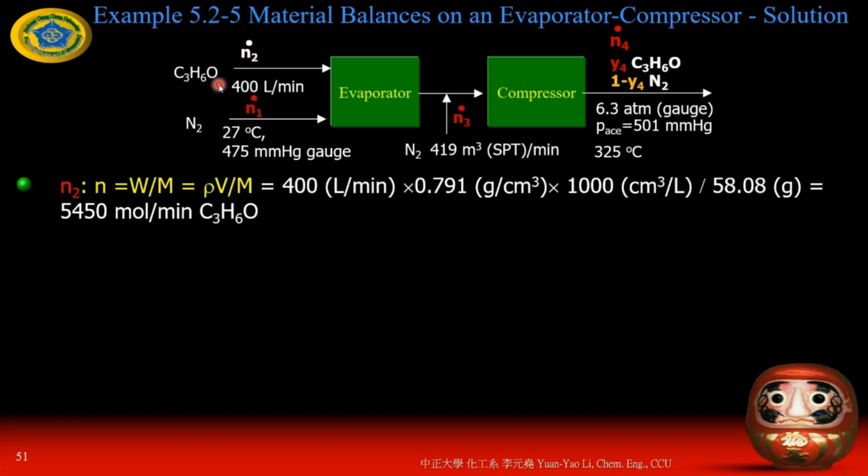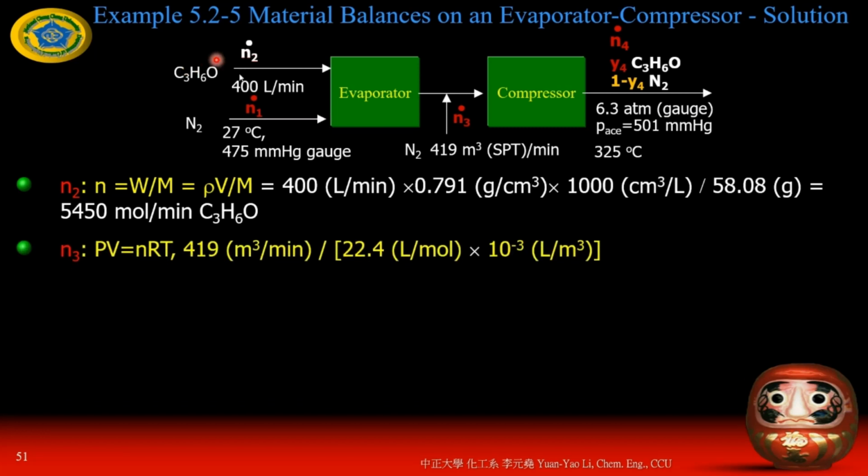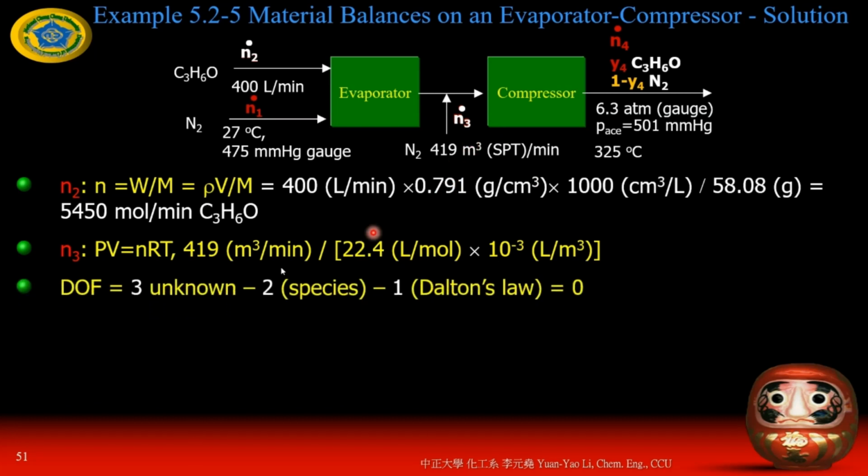So 400 liters per minute. And this is liquid, right? So as long as you know the density and you know the weight, and you know the molecular weight, then you know the mole. Okay, how about N3? N3 is standard, right? So we do this, and we can get N3, one specification. Now you already get rid of 2 of the 5 unknowns. So DOF is what? For this, you only have 3 unknowns here.